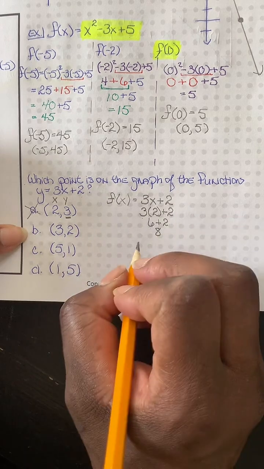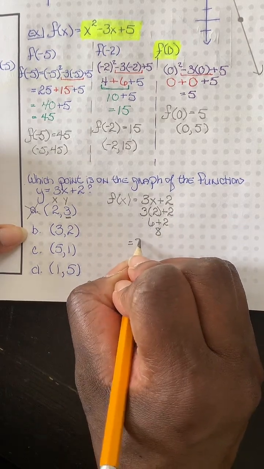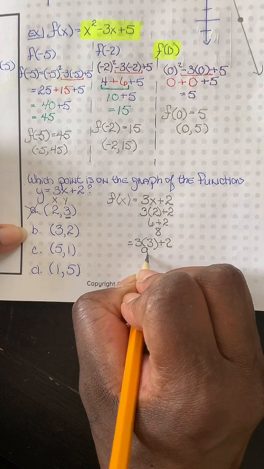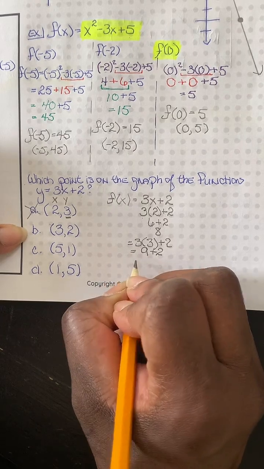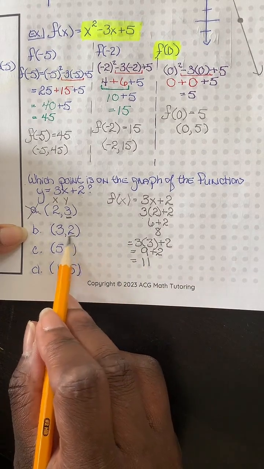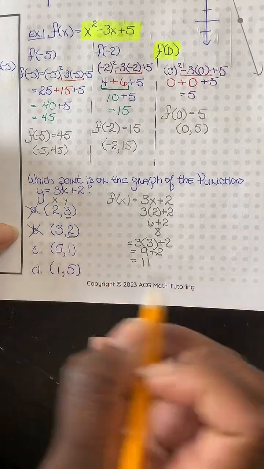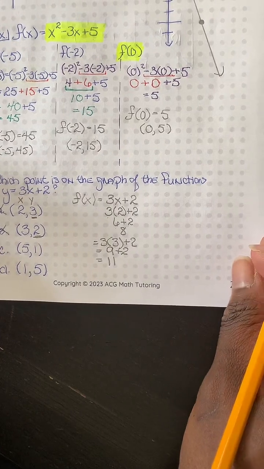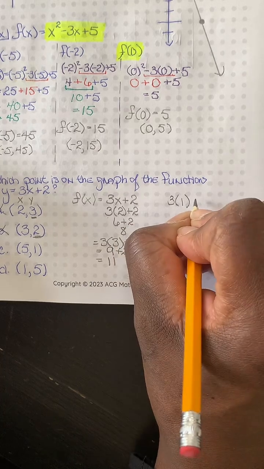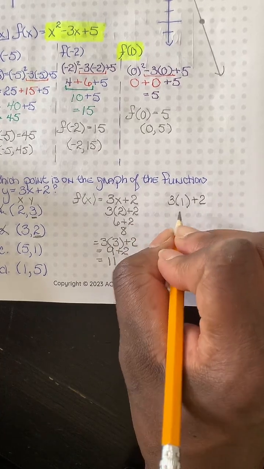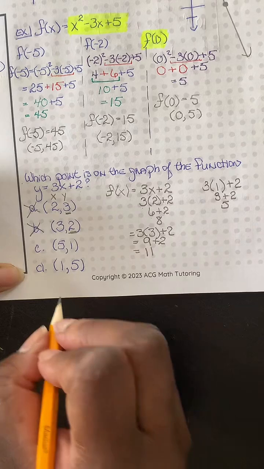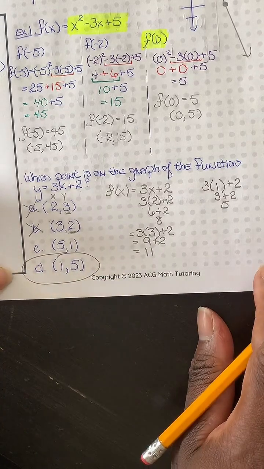Because if you plugged in your 3 for the x, this will give me 9 plus 2, which will give us 11. But in order for it to be a point in the graph, this is supposed to be 11, not a 2. Right? So let me slide over and see. If we did 3 times the 1, we're just looking at D, plus 2. 3 times 1 gives me 3, plus 2 gives me 5. And that's why D is our answer.